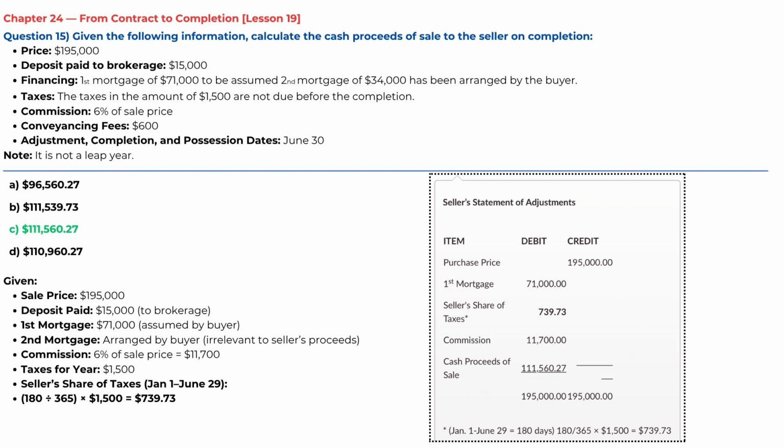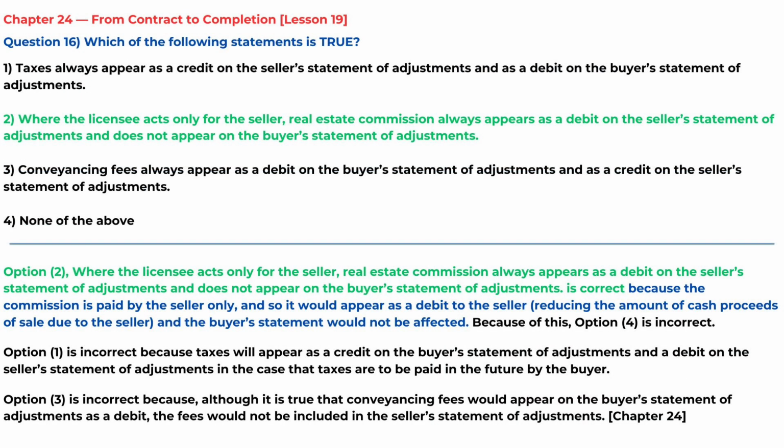Other way of doing the question on the right side of the screen. Seller's statement of adjustments. Purchase price, $195,000 credit. First mortgage, $71,000 debit. Seller's share of taxes, $739.73 debit. Commission, $11,700 debit. Cash proceeds of sale, $111,560.27. January 1st to June 29th equals 180 days. 180 days divided by 365 days times $1,500 equals $739.73.